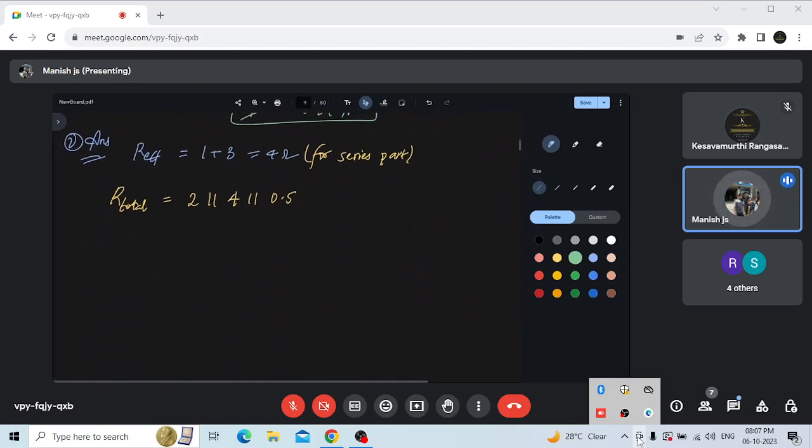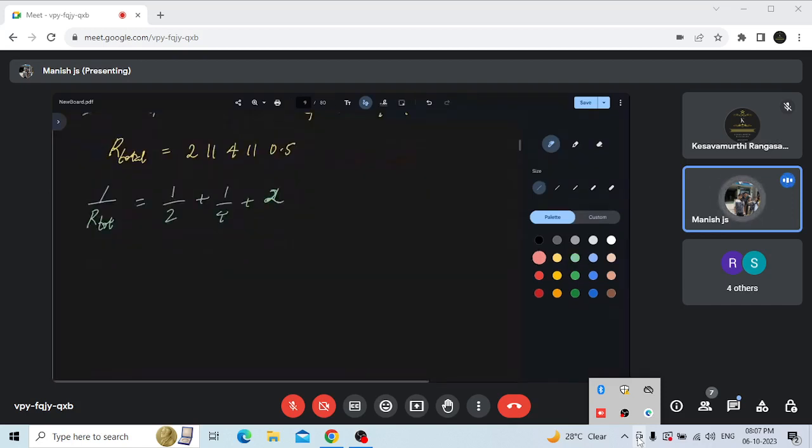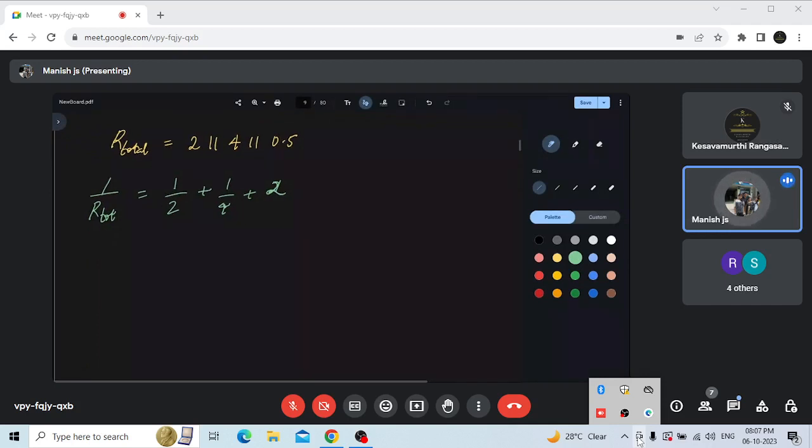So for this, how do you do it? Use the formula for parallel combination where 1 by R total is equal to 1 upon 2 plus 1 upon 4 plus 1 upon 0.5. 1 upon 0.5 is 1 by 2, so therefore you just need to add 2. Simple. Now I think you guys know the shortcut trick to solve this. You can see what the LCM is. So 2, 4 and you have 2, right? So you can multiply with 4 on both sides.